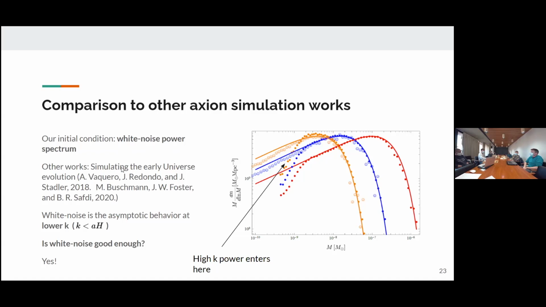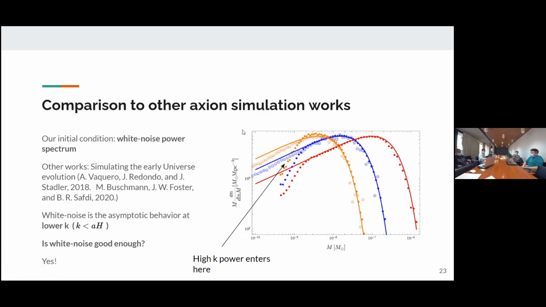And for other works, they simulate the early universe evolution. They have an exact prediction for the power spectrum. And the white noise is simply the asymptotic behavior at lower k. By lower k, I really mean it's still high k compared to other adiabatic fluctuations. But lower k is simply just above the horizon patch when you initially turn on the potential. So the question is, is the white noise power spectrum good enough?